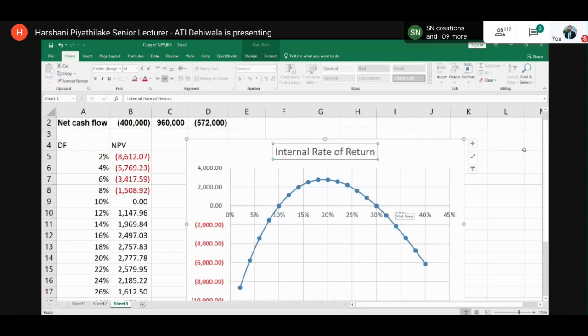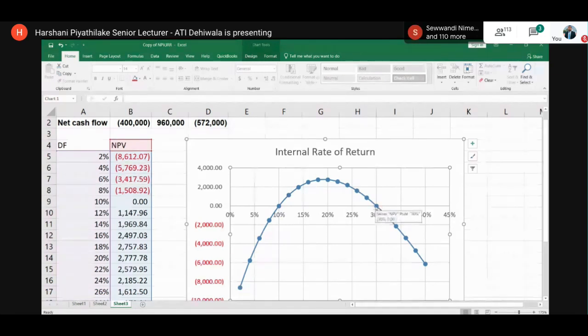Now you can see, right? At the 10% discount rate, it gives 0 NPV. Again, at the 30% discounting rate, it gives 0 NPV. Then, in between these two discounting factors, you can see positive NPV values. Before 10% negative, after 30% again negative, right?